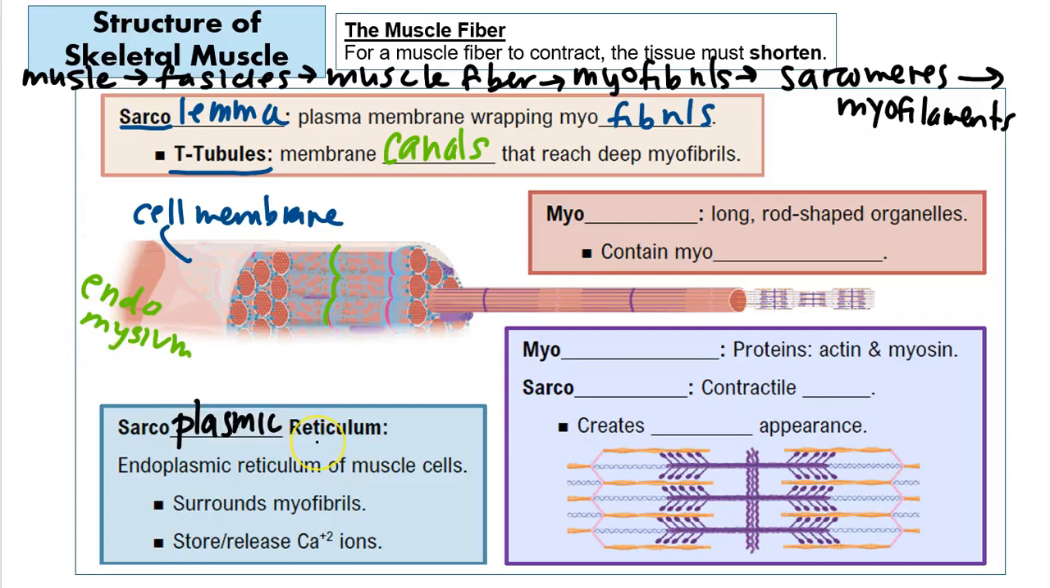Reticulum, we've seen in just our general understanding of cells. It's an organelle of the cell, okay? Now the sarcoplasmic reticulum is a specialized endoplasmic reticulum of muscle cells. It's going to surround the myofibrils as well. And one of the main things it does is store and release calcium ions. That's going to be helping us, again, get that signal started to contract, or finish that signal to contract.